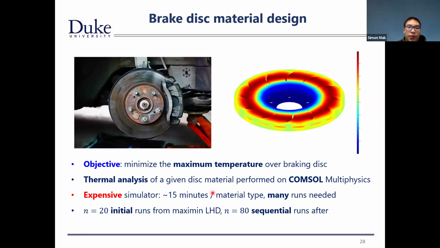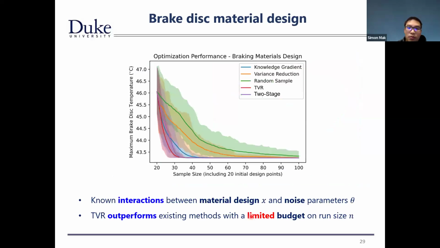Okay, so we start off with 20 runs for initial learning, and then we run this for 80 runs afterwards. So this is a plot of what it looks like. And I'll mention before I talk about this that, again, there are known interactions here between material design and the noise parameters, meaning at different types of material design, we expect these noise parameters to have different effects on the response, on the objective function, okay?